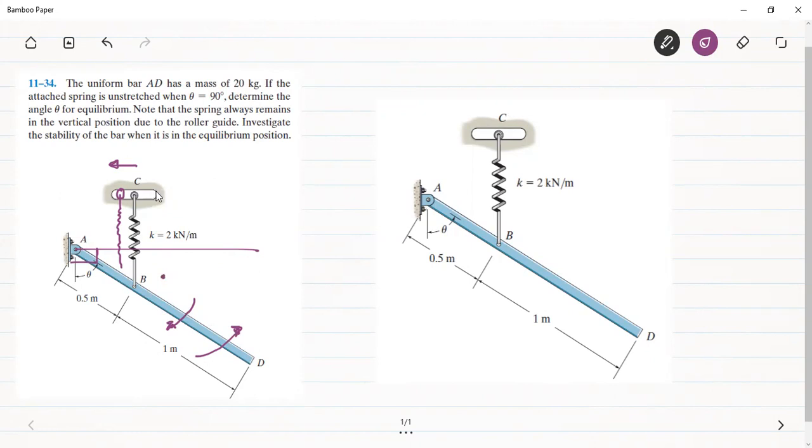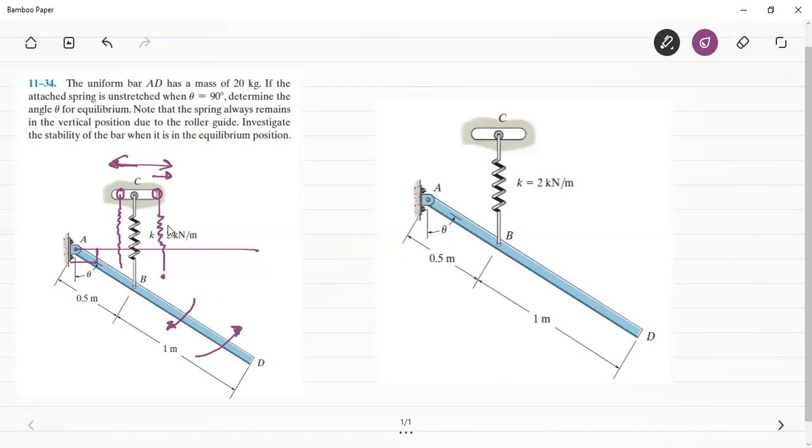Similarly, if the bar had been rotating in the anti-clockwise direction, this point B will shift towards the right, and the roller will also move in the right direction so that the spring always remains in the vertical position. That's why this roller which is attached to the spring is free to move in this guide. The only possible motion is translation, either towards left or towards right, so that the spring always remains in the vertical position.